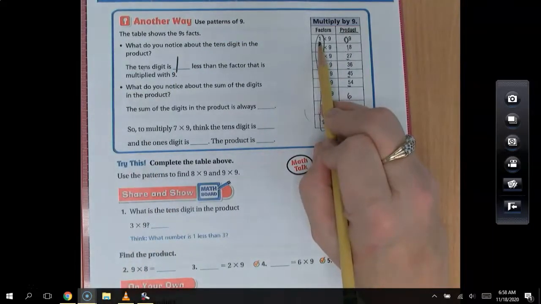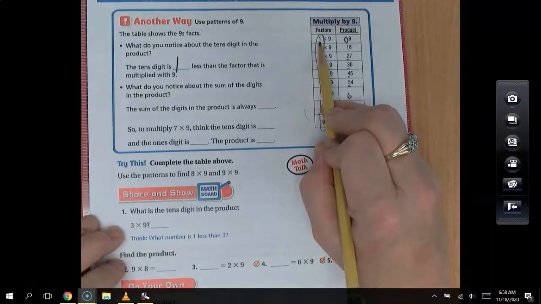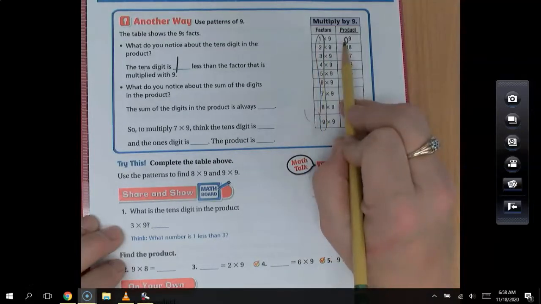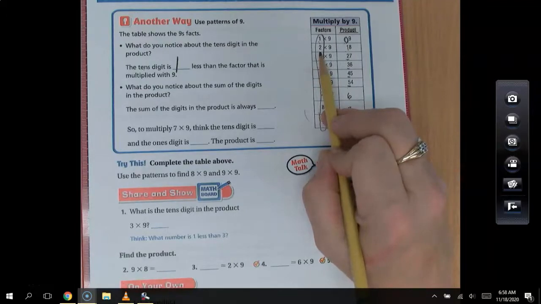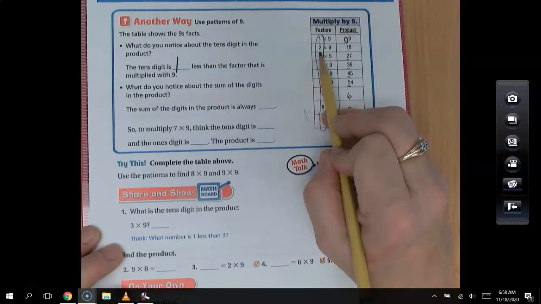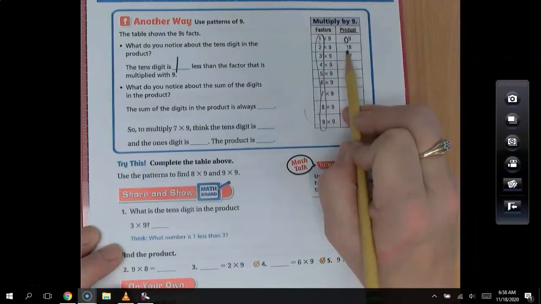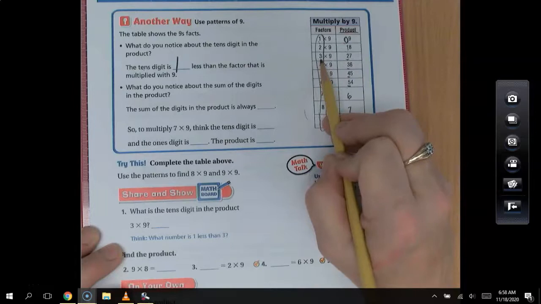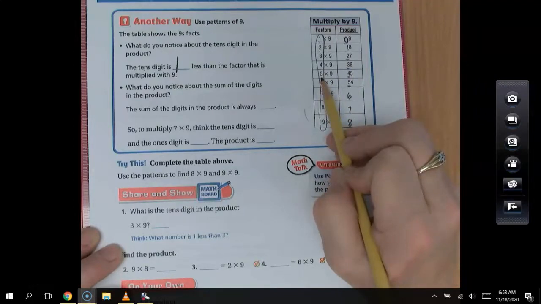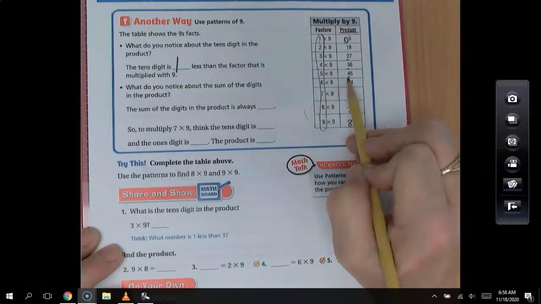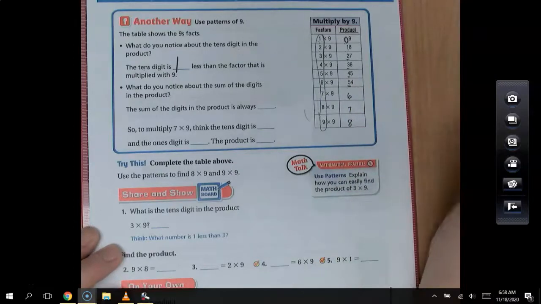So if I am multiplying 1 times 9, I know my tens place is going to be a 0 because it's 1 less. If I'm multiplying 2 times 9, I know in my tens place, my digit is 1 less. 1 less than 2 is 1. 1 less than 3 is 2. 1 less than 4 is 3. 1 less than 5 is 4. Are you seeing the pattern? Well, there's another pattern as well. So let's look at that.